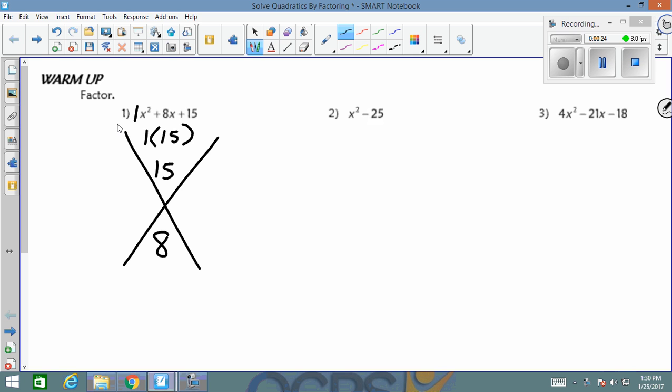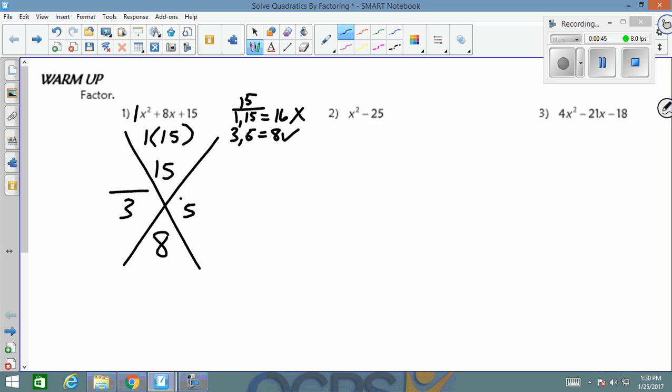Okay, again, we need the factors of 15. So we start with 1, so 1 times 15 is 15. When I add them, that gives me 16. That's not good. Then try 2. 2 doesn't go into it, so then we try 3. 3 and 5. When I add that, that gives me 8. That's good. So 3 here, 5 here.